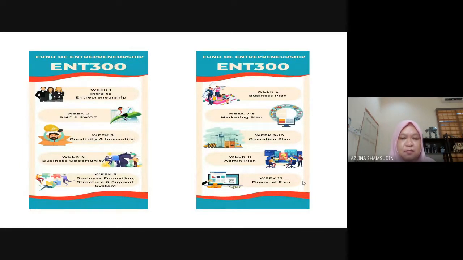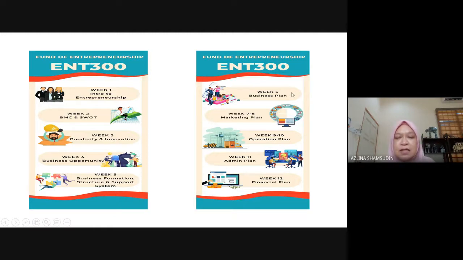For the 14 weeks: in week 1, this week, we do the introduction to entrepreneurship, chapter 1. In week 2, we do the BMC, business model canvas, and SWOT analysis: strength, weakness, opportunity, and threats for the business. In week 3, we learn about creativity and innovation. In week 4, we expose you to business opportunity. Week 5 is about business formation, structure, and support system.